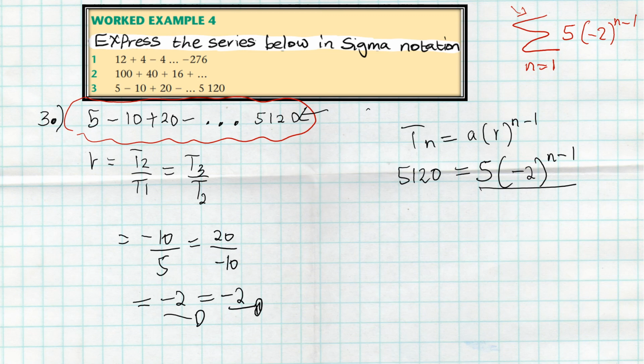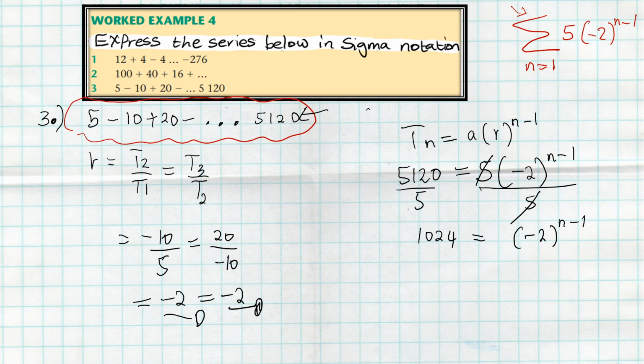So it's going to be 5120 divided by 5. If I divide by 5 both sides, this 5 cancels this one, then here I will get 1024 is equals to minus 2 exponent n minus 1, right?